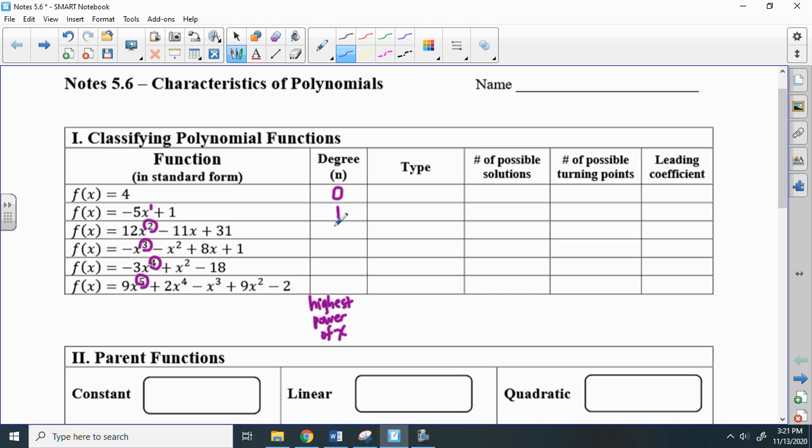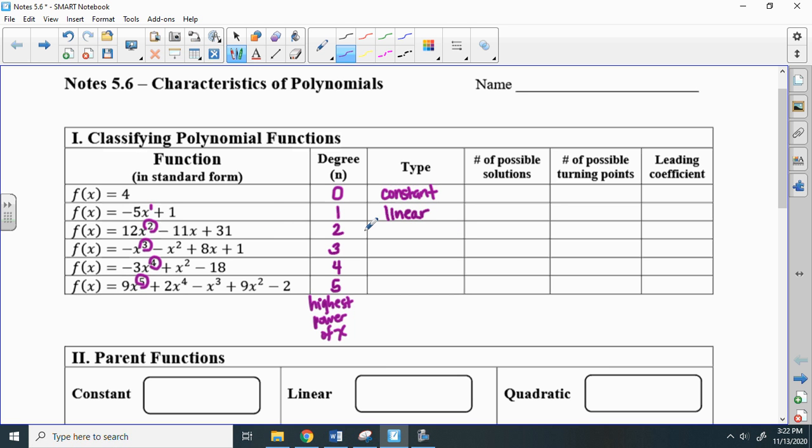Even if for some reason those terms were not in order from the highest exponent down to the lowest, the highest exponent, even if it's not first, does determine the degree. And the degree determines the type. If the degree is 0, that is actually the graph of a constant, and we will see when we look at the parent functions that that will make a horizontal line. When the degree is 1, that is the equation of a line. So we say that that is linear.